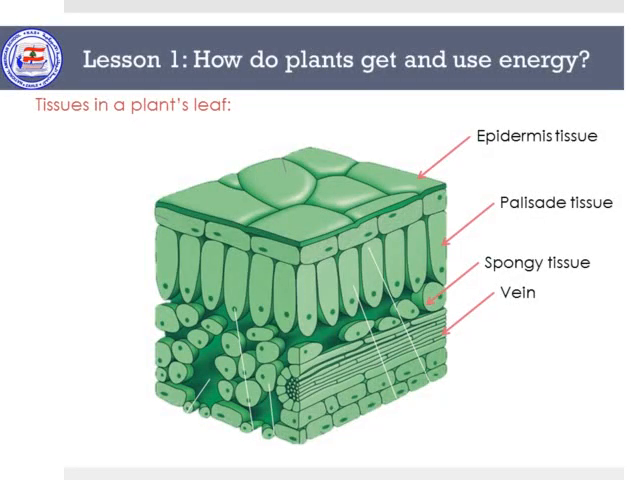The following picture shows you the representation of all of the tissues that exist in a plant leaf. First, we have the epidermis tissue, below it the palisade tissue, then under the palisade we have the spongy tissue, and we also have veins which form tubes.